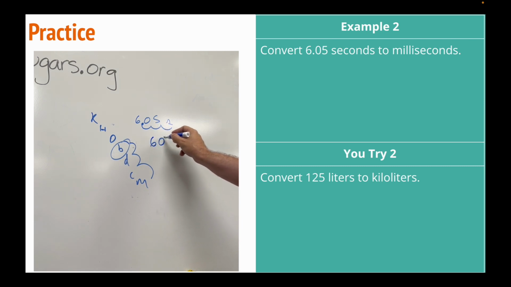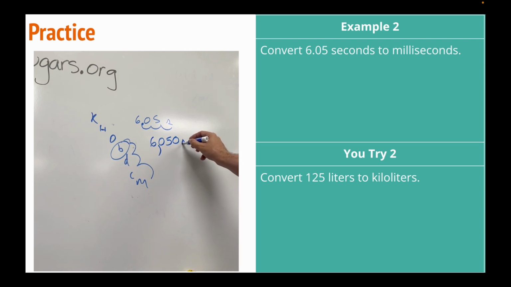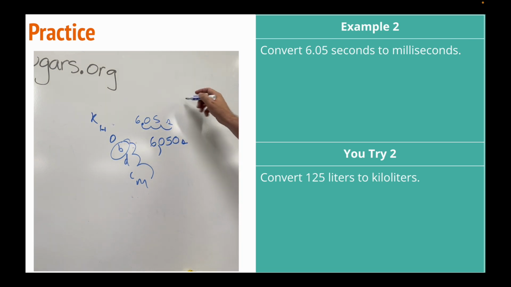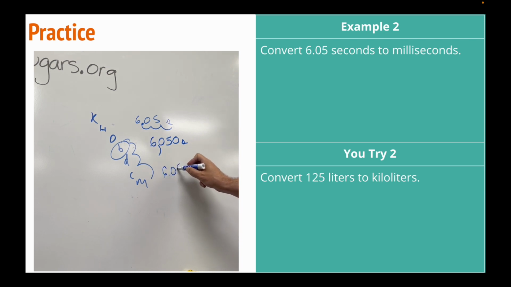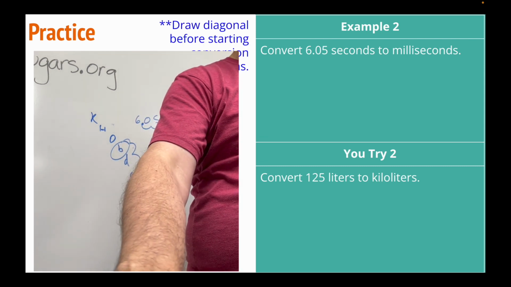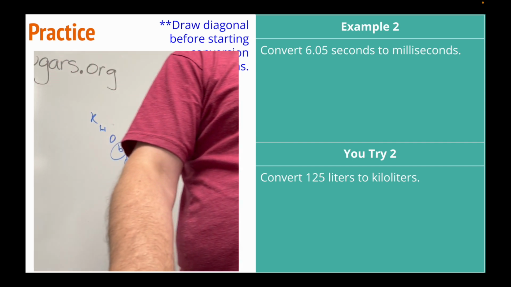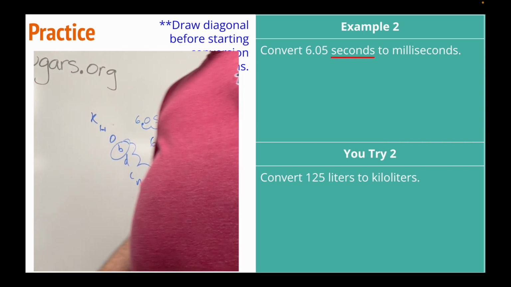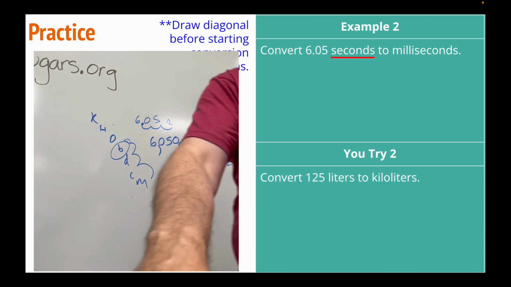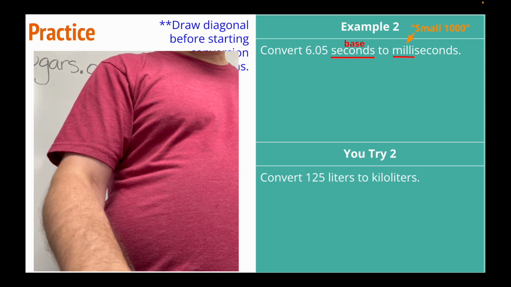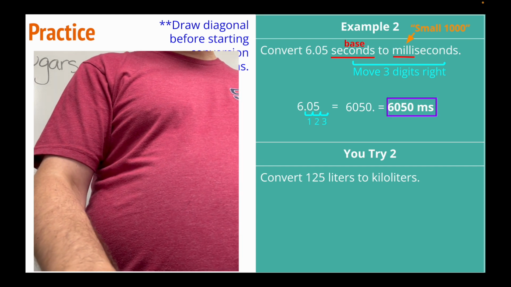So 6050. So that's 6,050 seconds. Sorry, that's wrong, that's milliseconds. 6.05 seconds is equal to 6,050 milliseconds. Okay? So always draw the diagonal, and this will be really simple. It's a quick sketch. We're going to do it diagonally every time. Okay? And we're going to move the decimal.